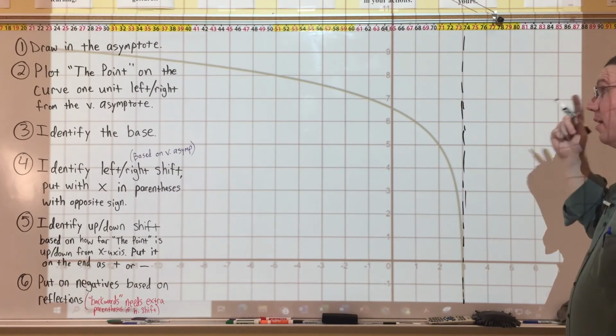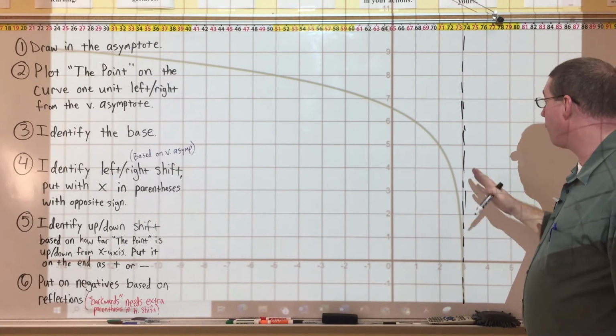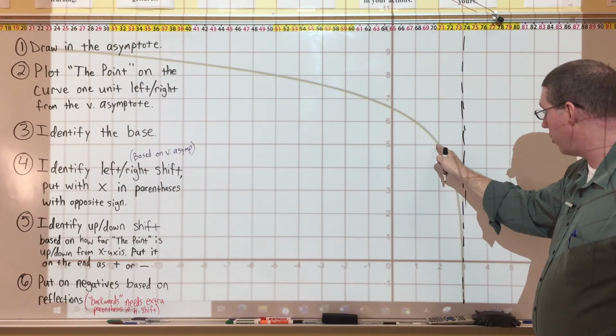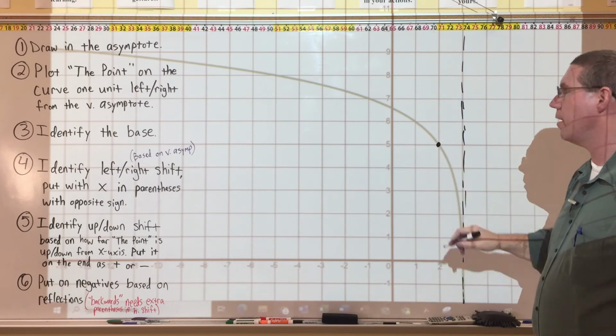Okay. All right, now I need to identify the point 1 unit over from the asymptote. The graph is on the left side, so I'm going to go 1 unit over, go to where the curve is. It's right there. That's the point, right?